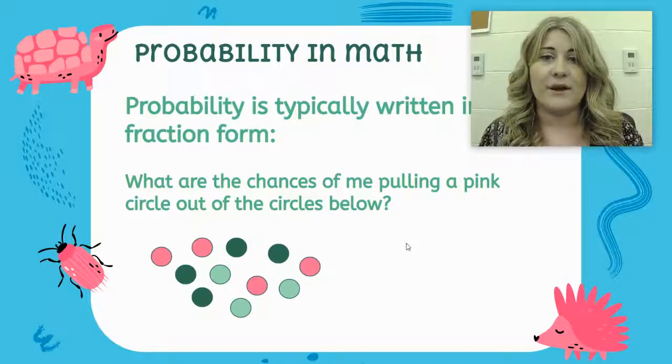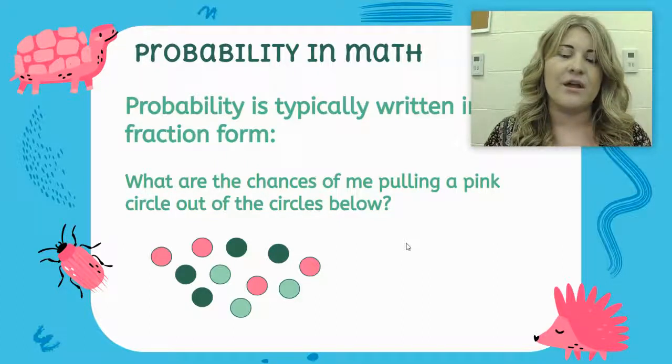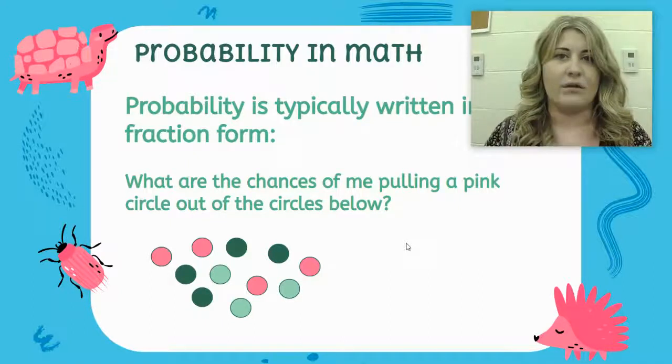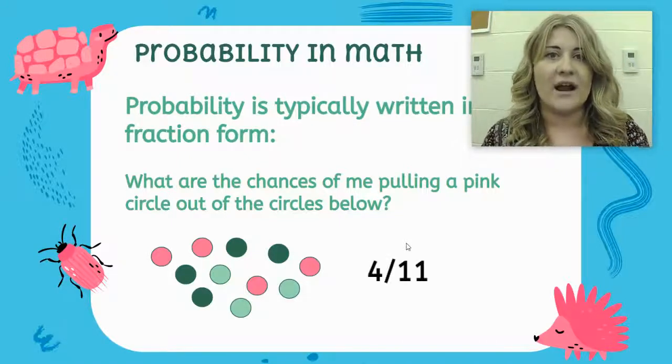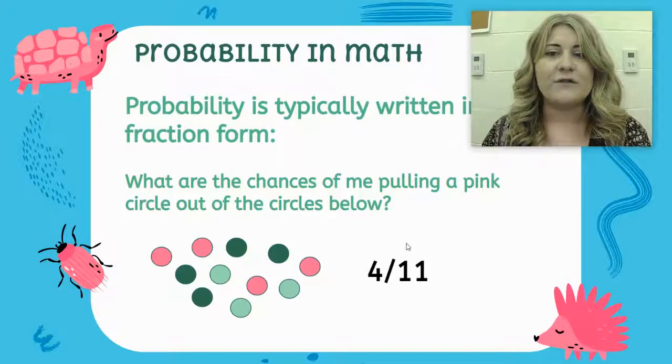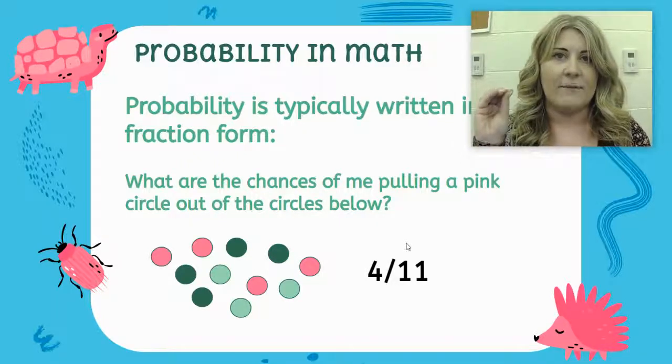There are 1, 2, 3, 4 pink circles. So 4 is our numerator, which is our part, and then the bottom number is our total. Our total here includes all of them, including the pink, green, mint, all of them. Out of all of them, there are 11 total circles. So my answer here would be 4 out of 11 circles. There's a 4 out of 11 chance that I could pull a pink one out of the bag.